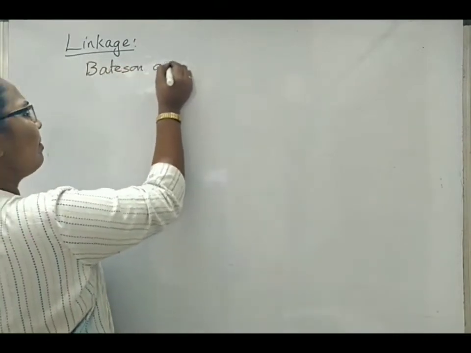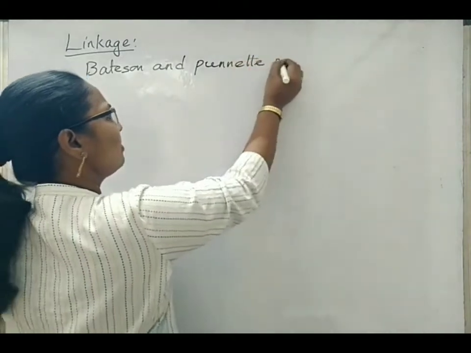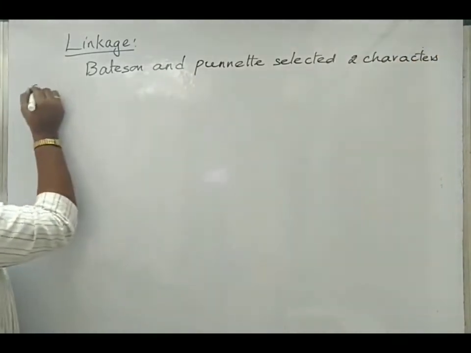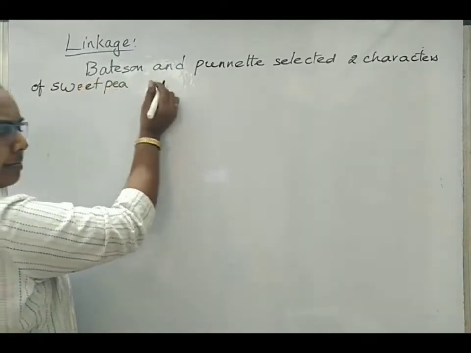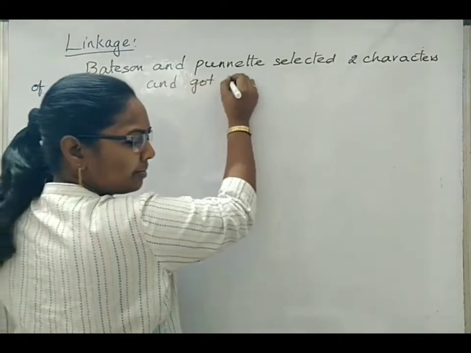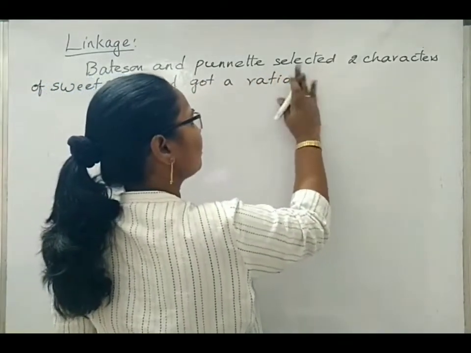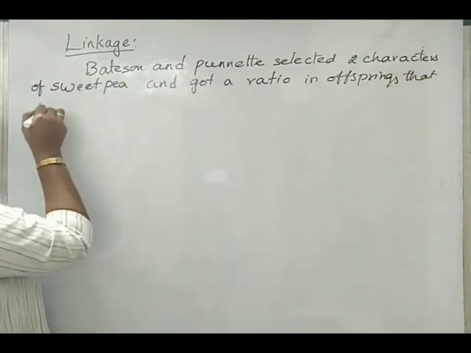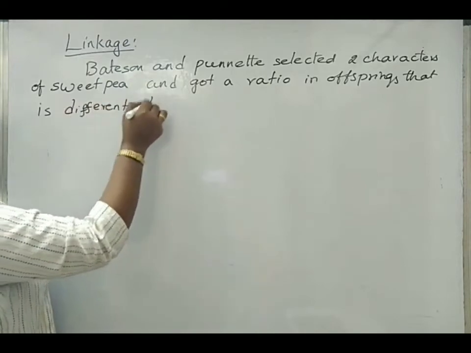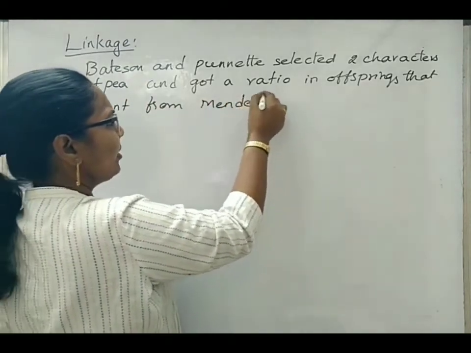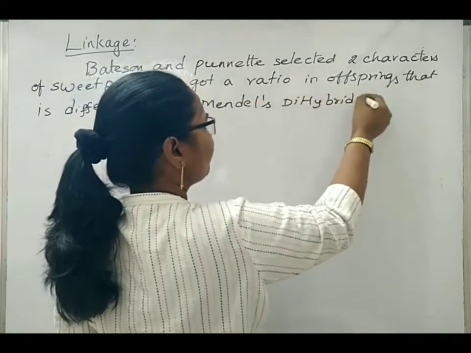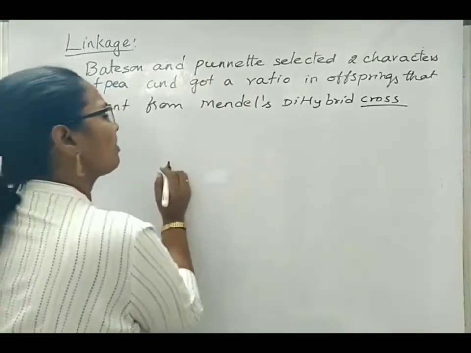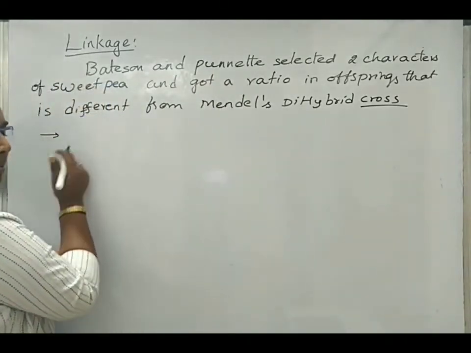Bateson and Punnett selected two characters of sweet pea, and the result was different from Mendel's dihybrid ratio, or different from a dihybrid cross. Now, they explained the total work done by them with the heading coupling and repulsion hypothesis.